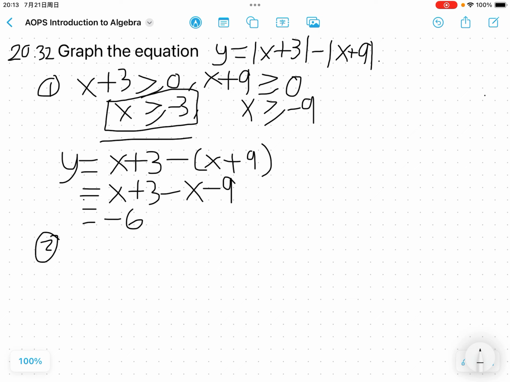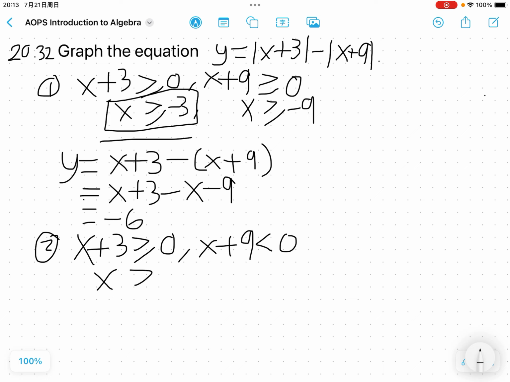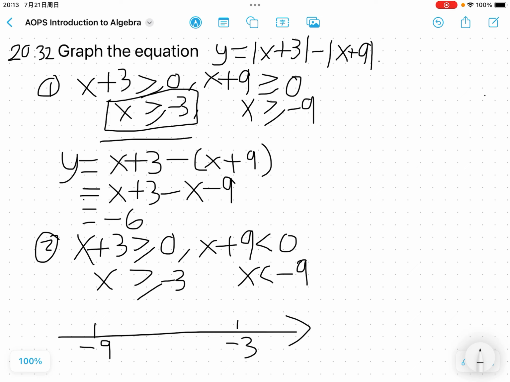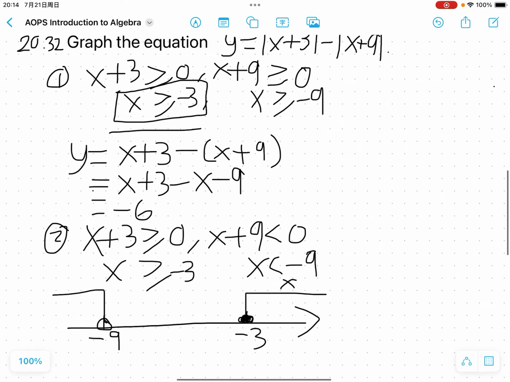For case 2, let x plus 3 be larger or equal to 0, but x plus 9 is less than 0. So x is larger or equal to negative 3 and x is less than negative 9. Clearly this is impossible. If we draw this on a number line, this is negative 9 and this is negative 3. X larger than negative 3 indicates this part, and x less than negative 9 indicates this part. These two regions don't even intersect, so this possibility is impossible.